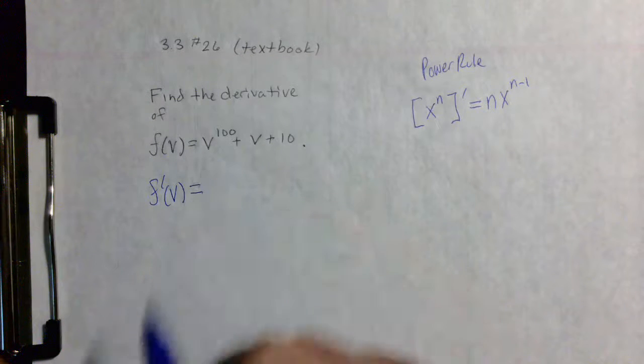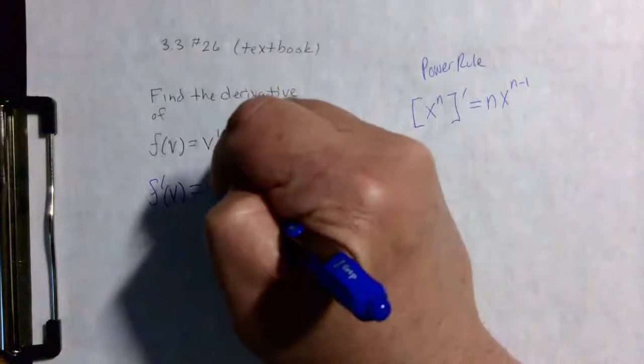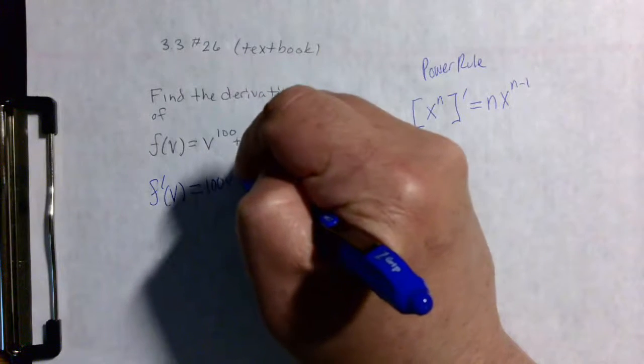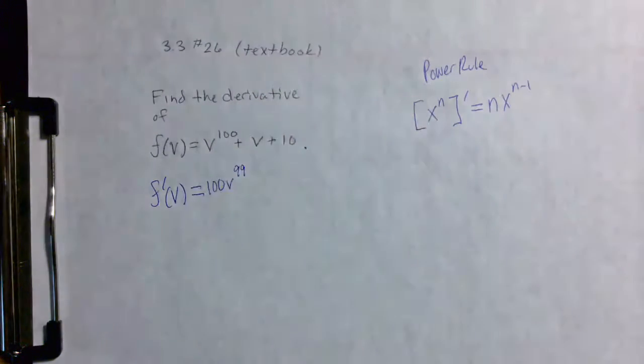So that's going to give us, in this case, for that v to the 100 term, the derivative would be 100v to the 99. Okay, so we take the exponent, put it out in front, reduce the exponent by 1, and that's our new exponent.